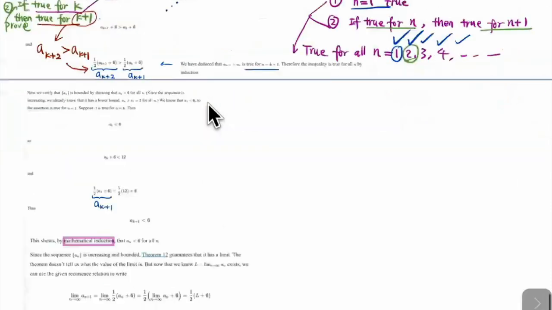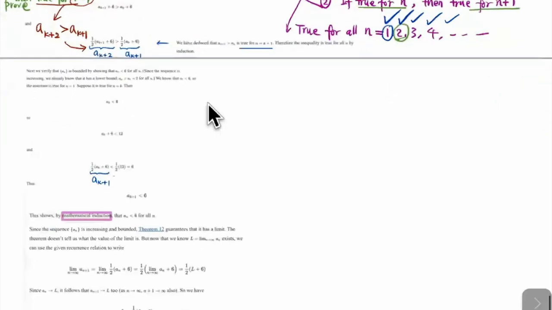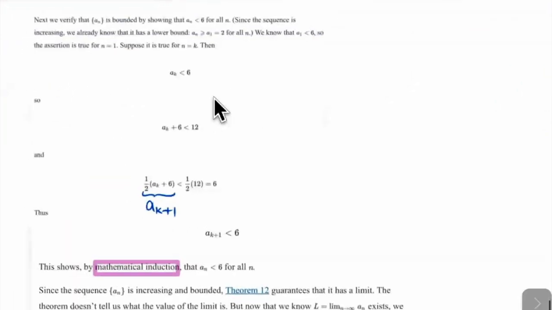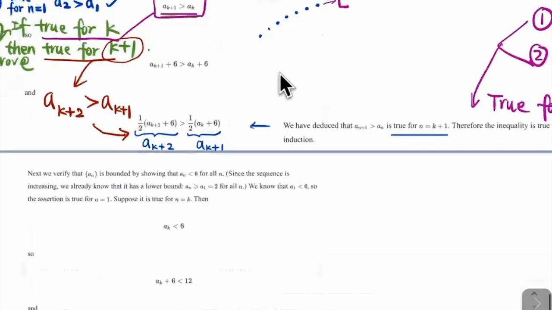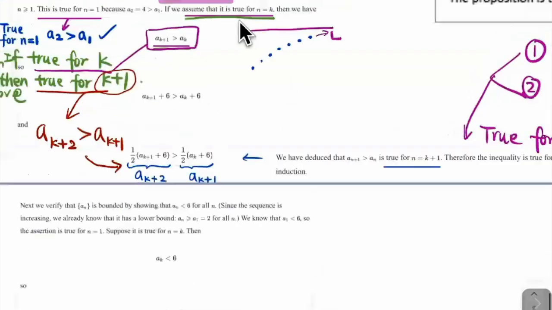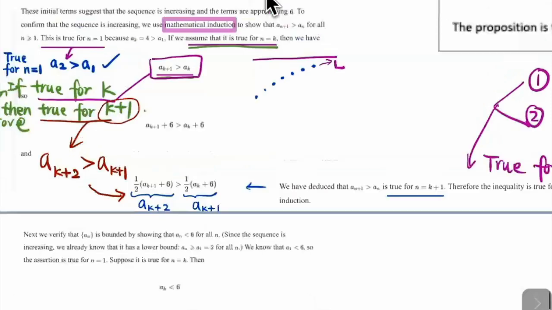Okay, if it's an increasing sequence, then if we can show that it's actually bounded above, then it's going to converge, right? So how can I prove that it's bounded above? Bounded above, let's say bounded above by 6. How can I prove that?